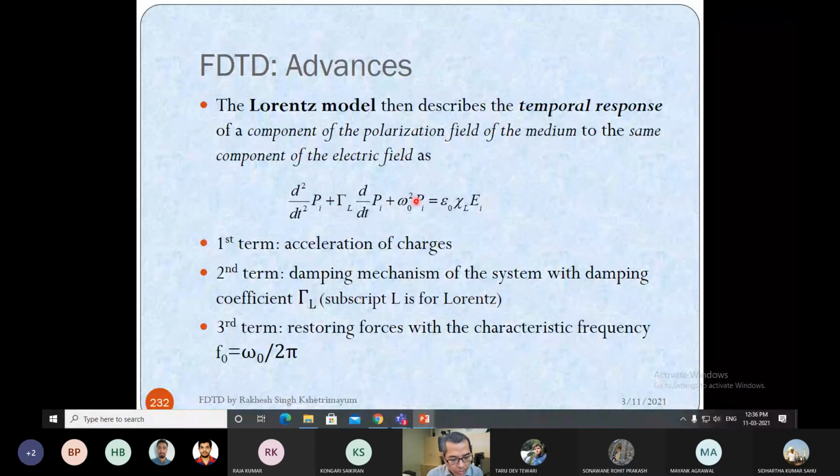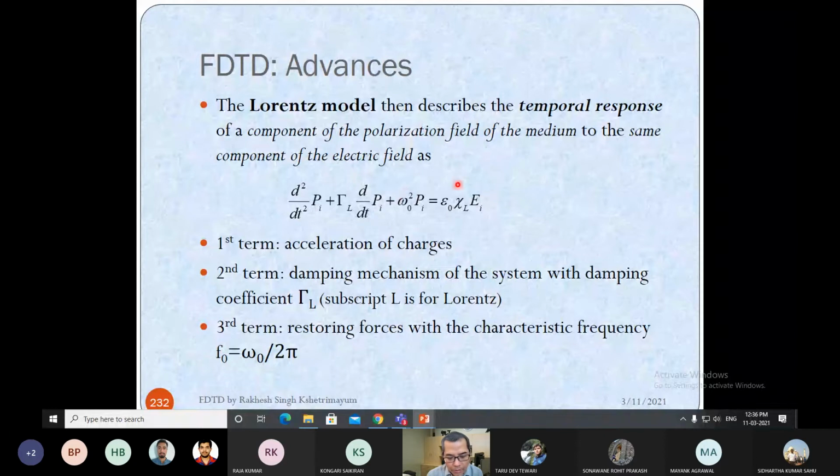Which portion will give you the oscillation? Oscillation is given by the third portion here, omega naught square P here. So this is a restoring process with characteristic frequency f naught equal to omega naught by 2 pi. So we have three terms here. One is acceleration, one is speed, and this is oscillation.